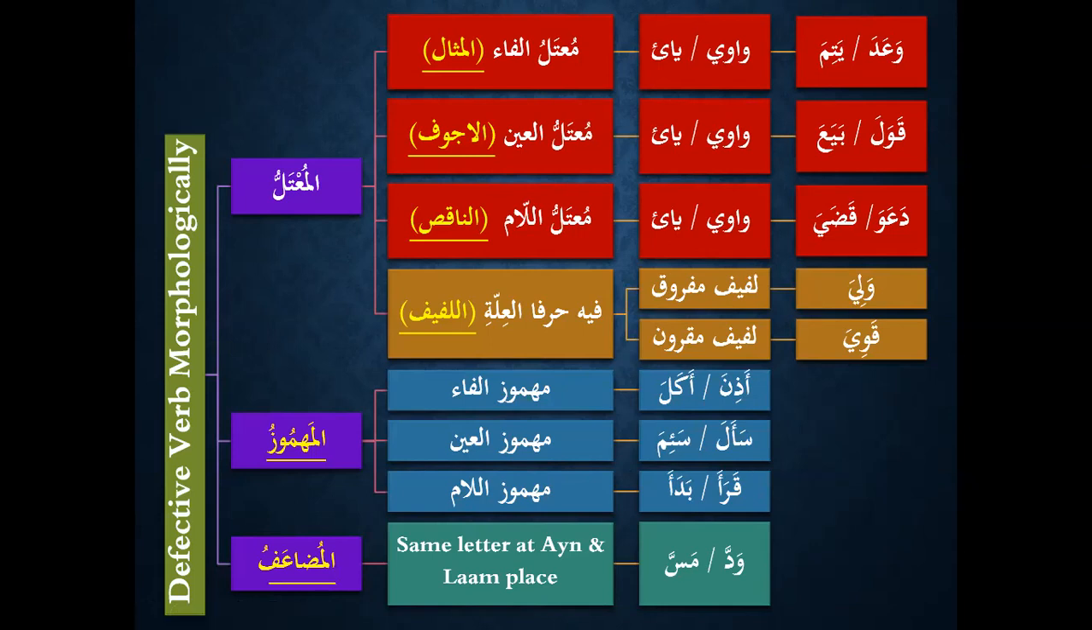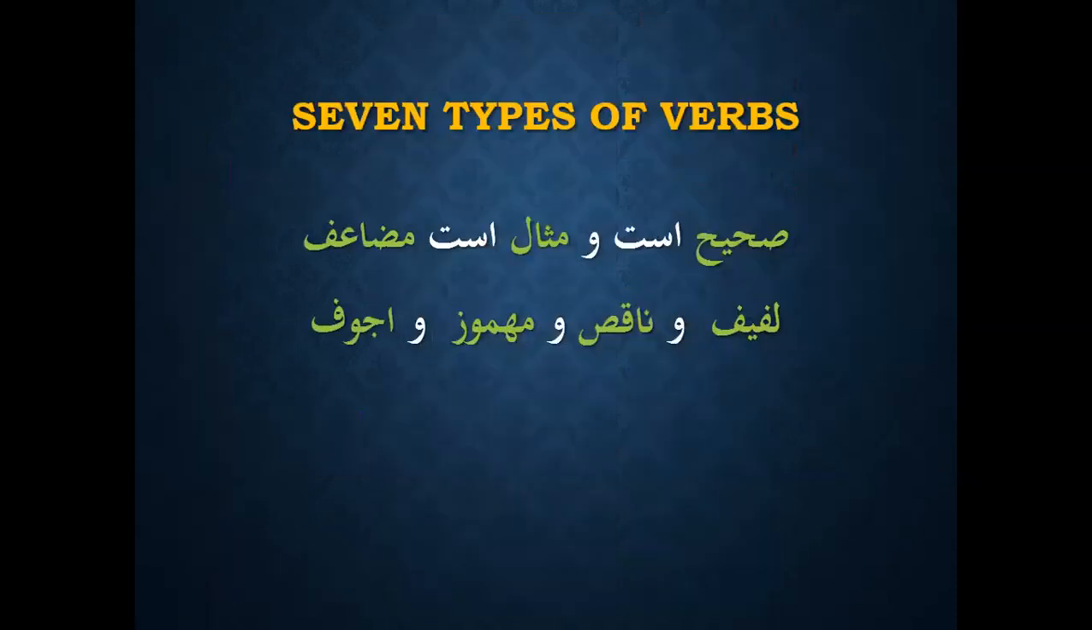And if you have 2 harf illa within the word, could be either together or with the gap in between, they're called lafif. Lafif mafruq, when there's a gap, means wa and ya at the end, or ya or wa, whichever combination, as long as there is a sahih letter in between. It's called lafif mafruq, or lafif maqroon when they're 2 together. Qawiya, for example, waw and ya together. And muda'af, when you have the same letter twice, wadda and massa. So sahih, mithal, muda'af, lafif, naqis, mahmuz, ajwaf. These are the 7 categories.